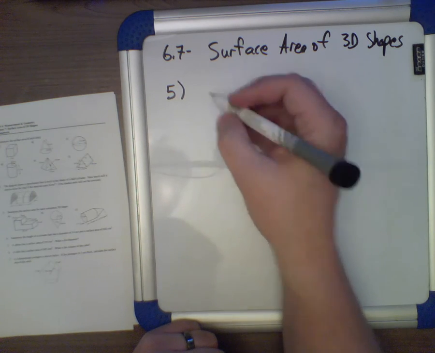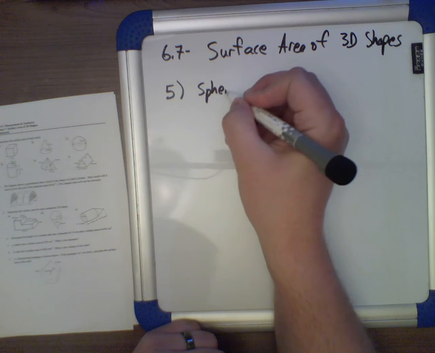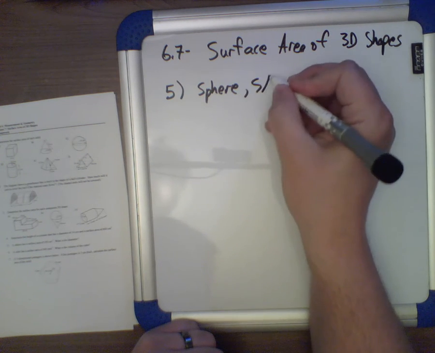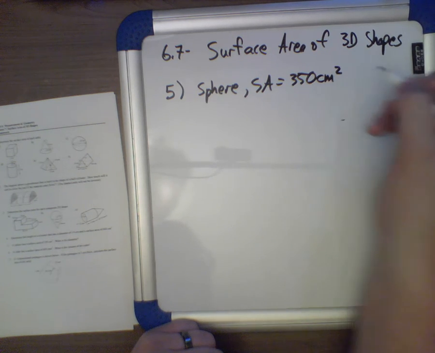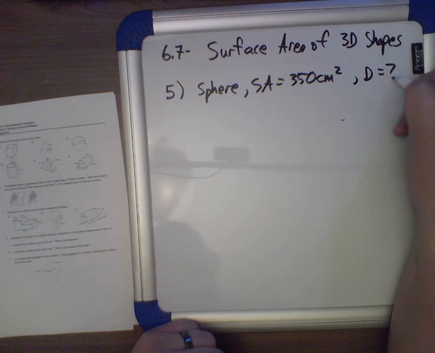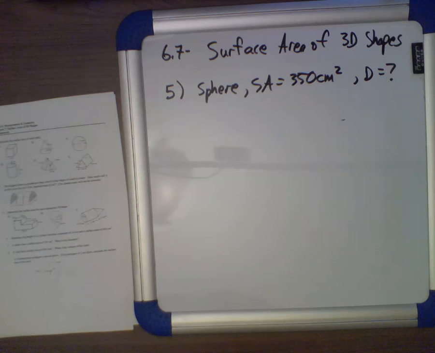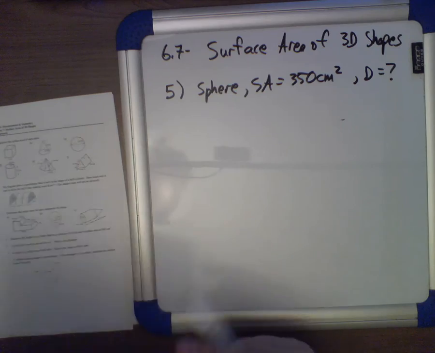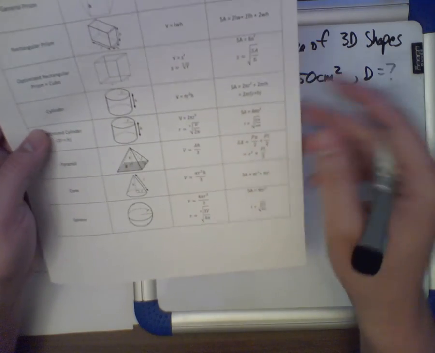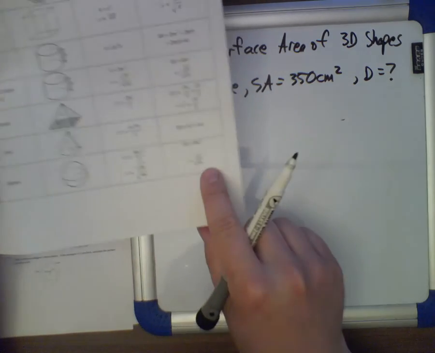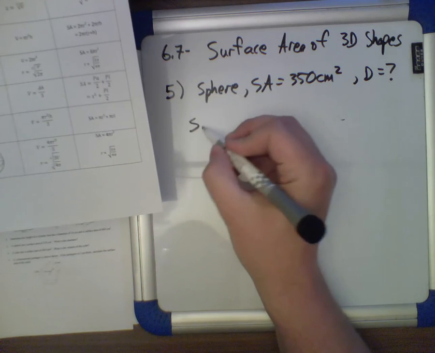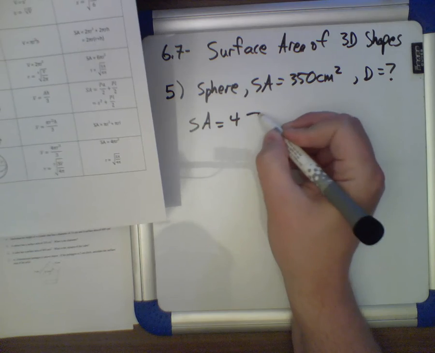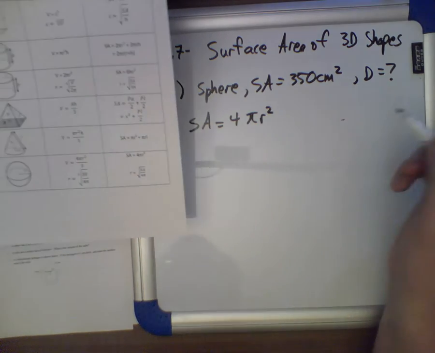A sphere has a surface area of 350 centimeters squared. What is the diameter? All right, if you want to sketch a diagram for this, you can. I'm not going to bother. I know the shape, so let's go ahead and identify which equation we need. We're dealing with a sphere. We're dealing with the surface area. So our equation is surface area equals 4 pi r squared.